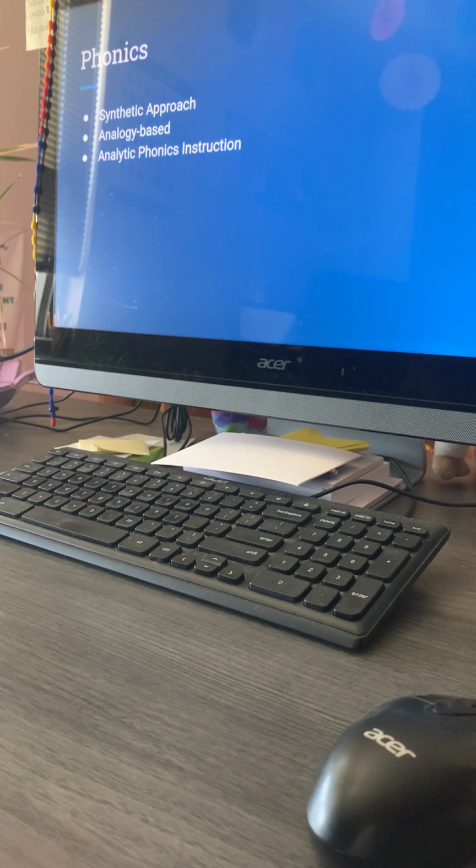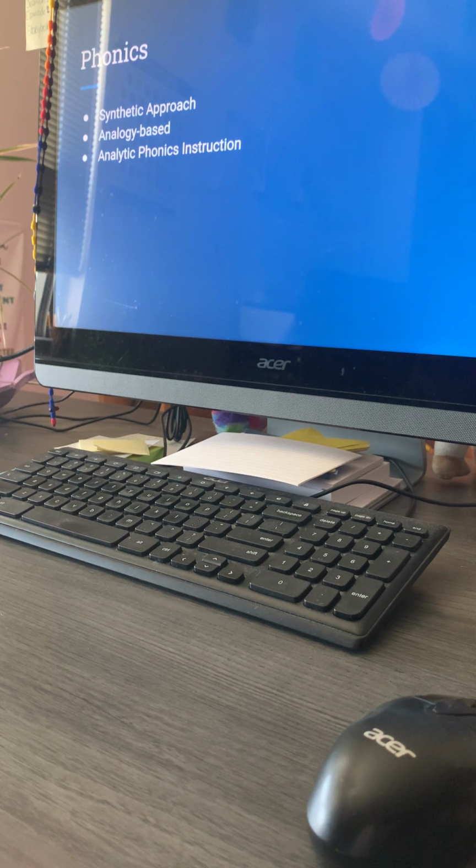The next element is phonics. And phonics is all about teaching students how to decode and recognize words. One way to help with phonics is the synthetic approach, wherein students sound out the words. Another way to help with phonics is the analogy-based instruction, where students would rhyme words. For example, eat, seat, meet, etc.